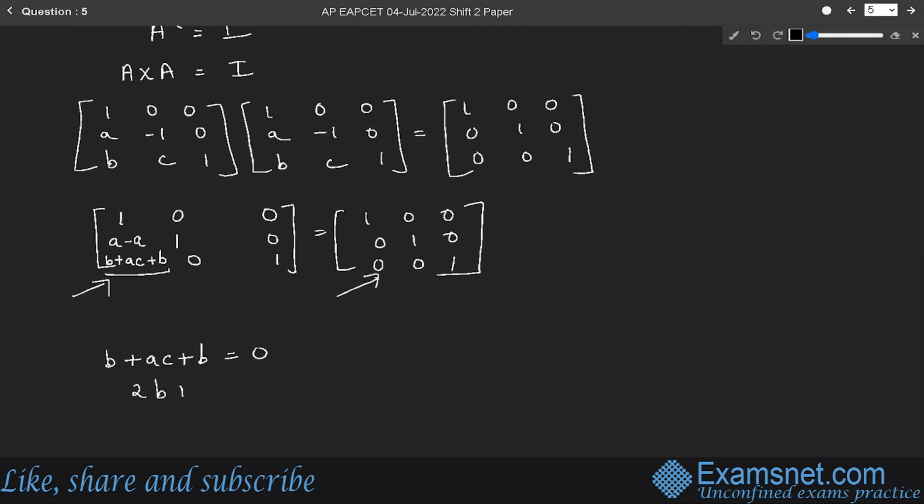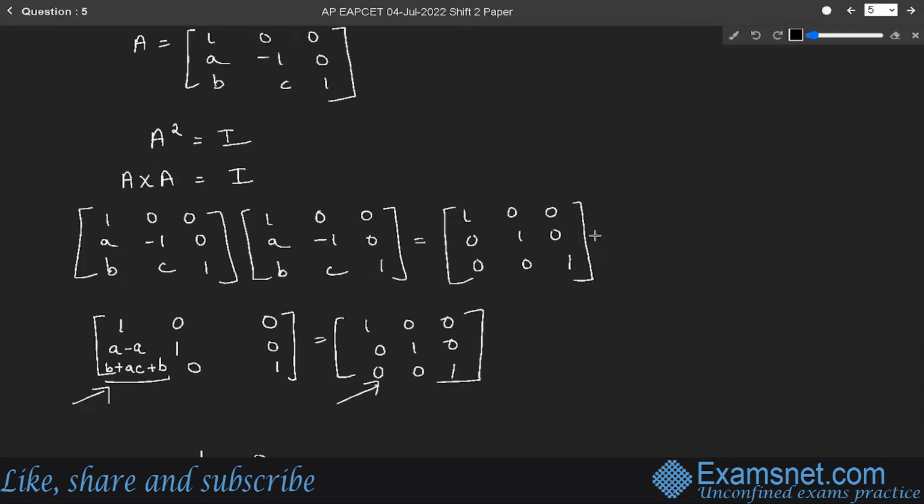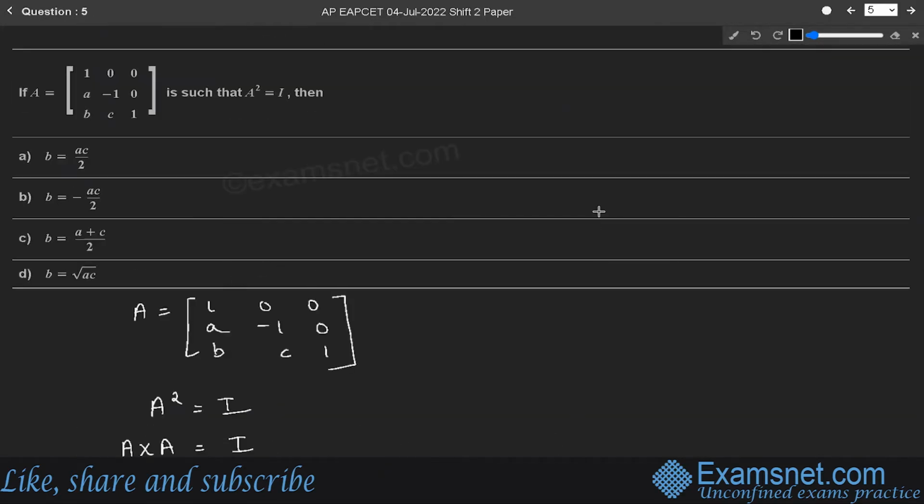So this is equal to 0. Now it will be 2b plus ac is equal to 0. So from here b will be minus ac upon 2. This is the required condition for the given matrix. Therefore, we can say that the correct option is b is equal to minus ac upon 2, which is option number B here. See, it was a very, very simple question.